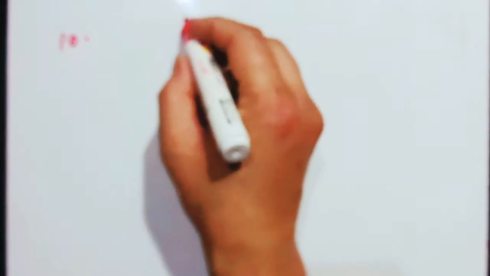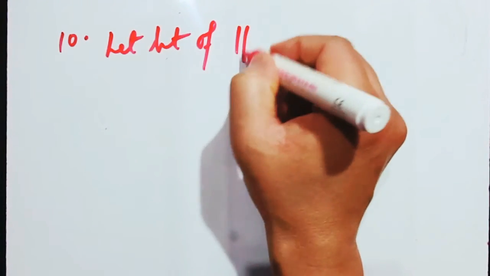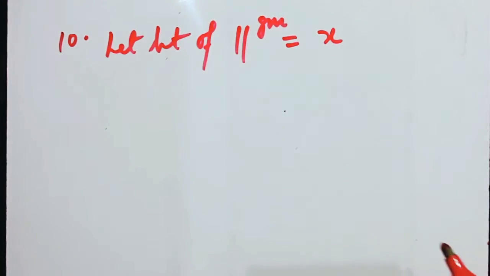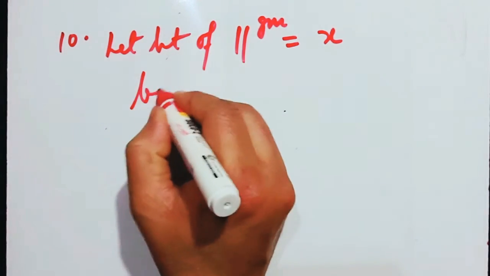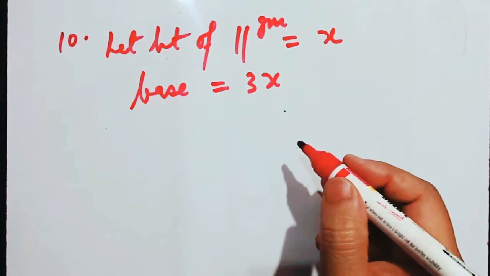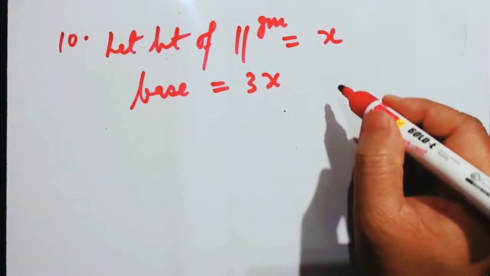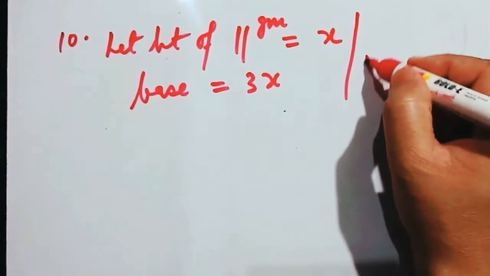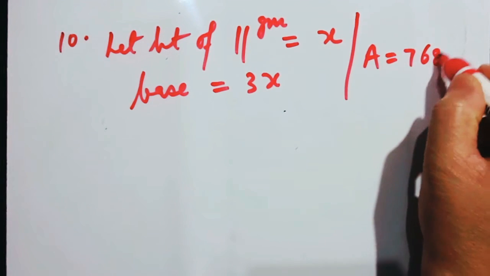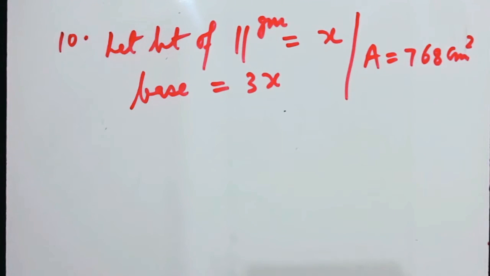For example, let us talk about number 10. It says the base of a parallelogram is thrice the height. Let the height of the parallelogram be equal to x. So the base of the parallelogram is equal to 3 times x. Very good. Area is 768. They have given you the area also: area is equal to 768 centimeter square.